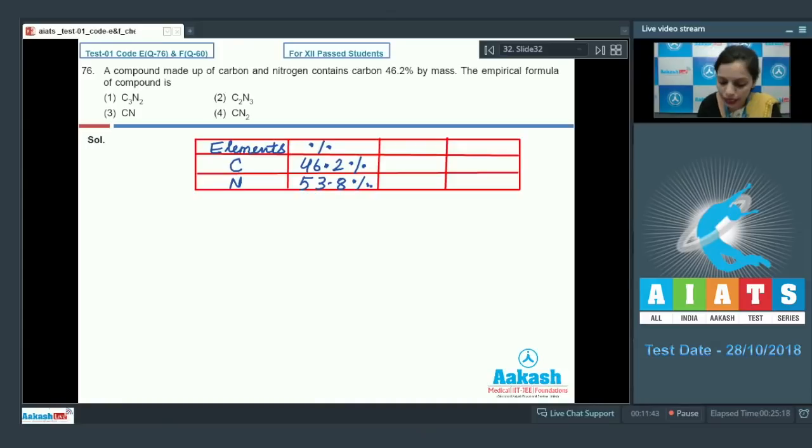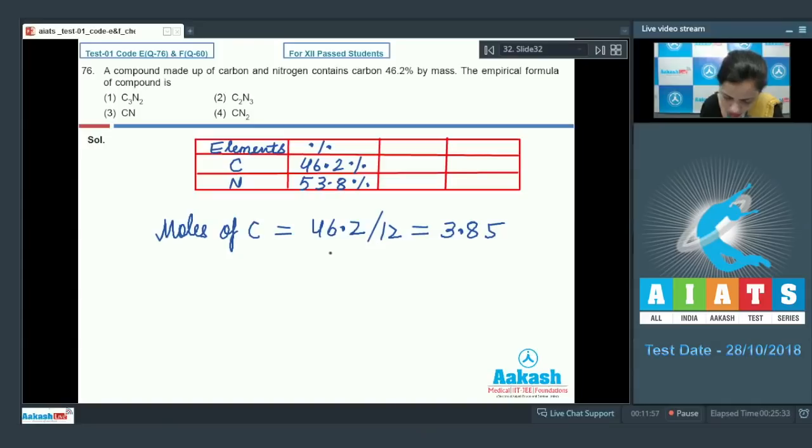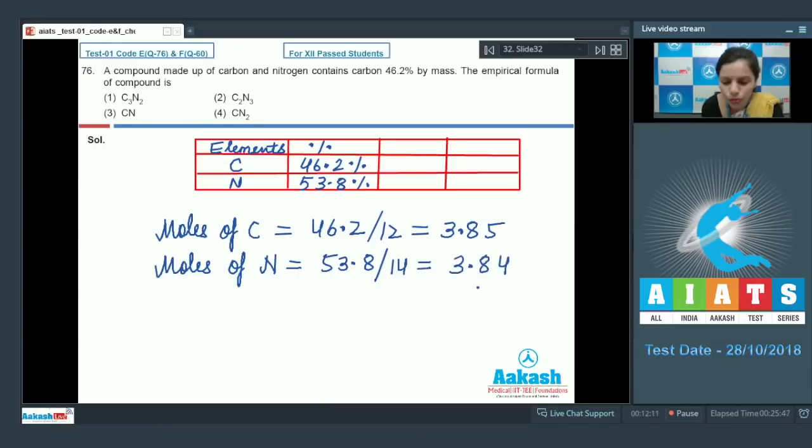Now, with the help of percentage, you can find out the number of moles. So, moles of carbon would be 46.2 divided by 12, its atomic mass, and this would be 3.85 approximately. And similarly, the moles of nitrogen would be 53.8 divided by 14, and it is also approximately 3.84. So I can write here the moles of these two. For carbon, these are 3.85, and for nitrogen, it is 3.84.